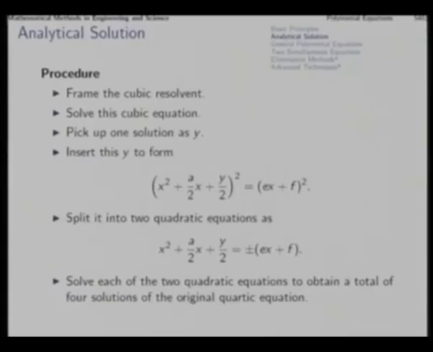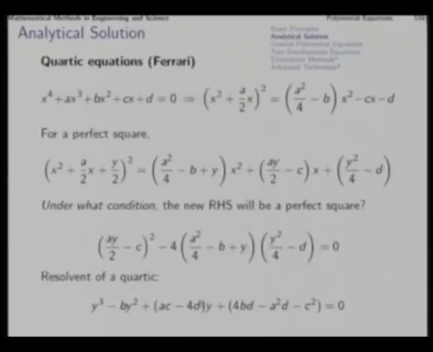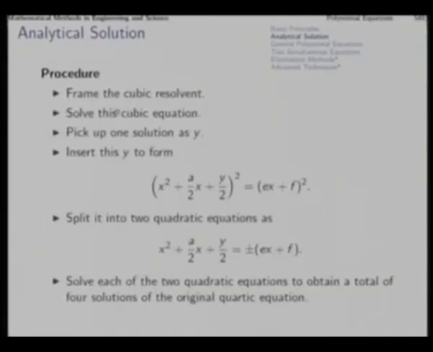So, these are the steps. First, frame the cubic resolvent. This is called the cubic resolvent of a quartic. Okay. In that, a, b, c, d we know from the original problem. So, we insert those things and frame this equation. So, that is the cubic resolvent of a quartic equation. Solve this cubic equation, pick up one solution as y, and insert this y into that equation to get the right side in the form of a perfect square.